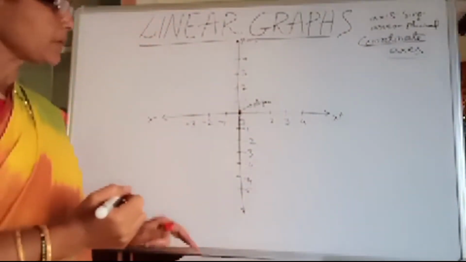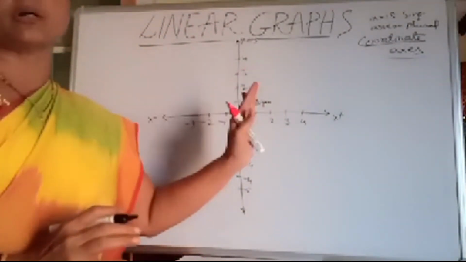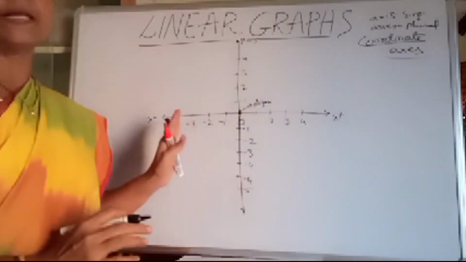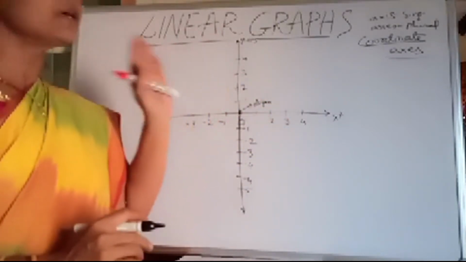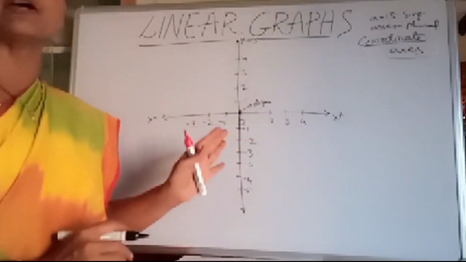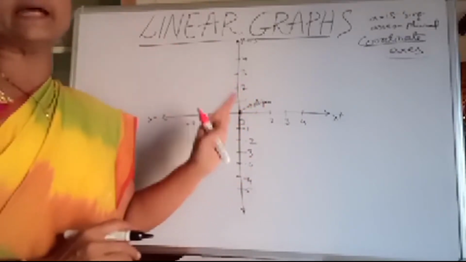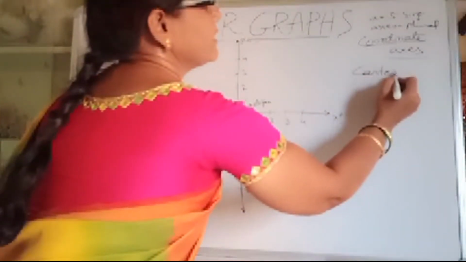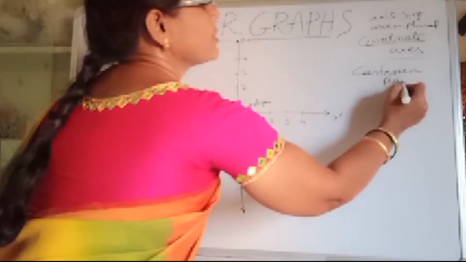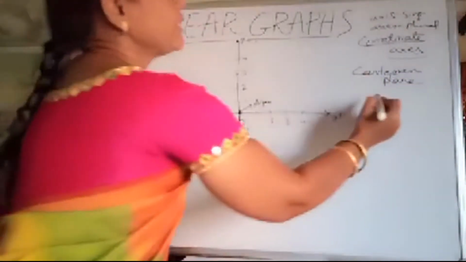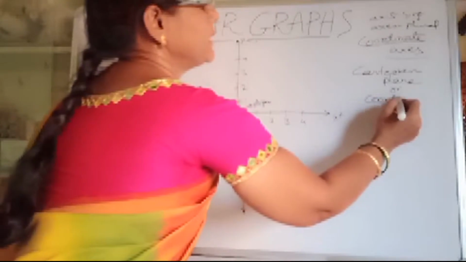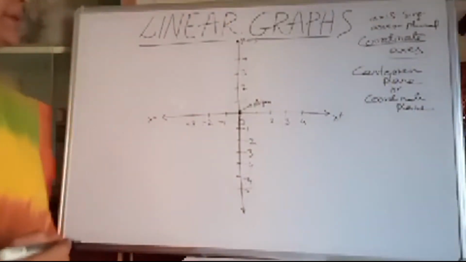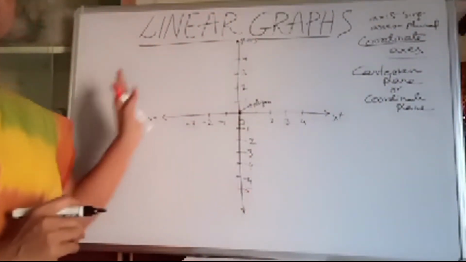Now, coming to these coordinate axes, the plane surface where we draw them, for the time being, is my plane surface where I have drawn the x-axis and y-axis. If you take a graph paper and draw the x-axis and y-axis, that is called the coordinate plane, or Cartesian plane, where the coordinate axes are placed.